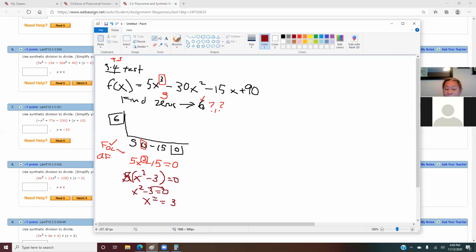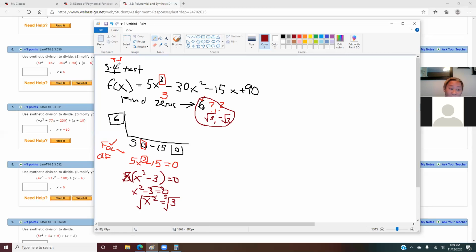And how do we get rid of the square? We put a square root. And when you have a square root, you get plus and minus. So how many answers does this have here? 2 answers. So that means your zeros in this case will be 6, and root 3 and negative root 3. So this is your answer here.